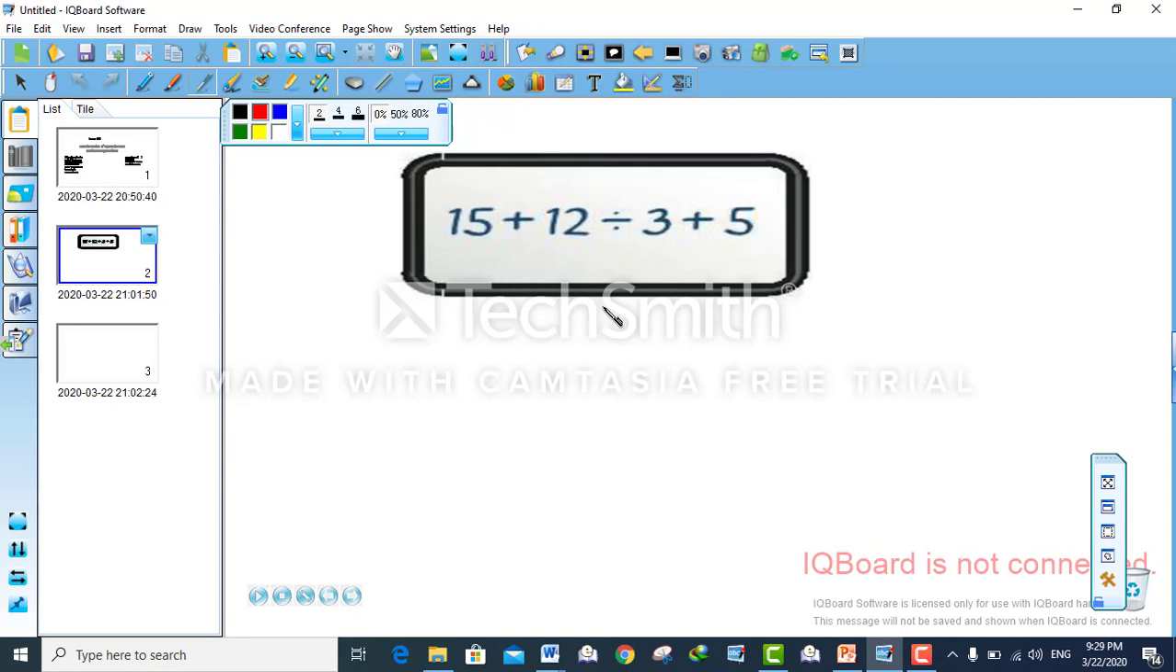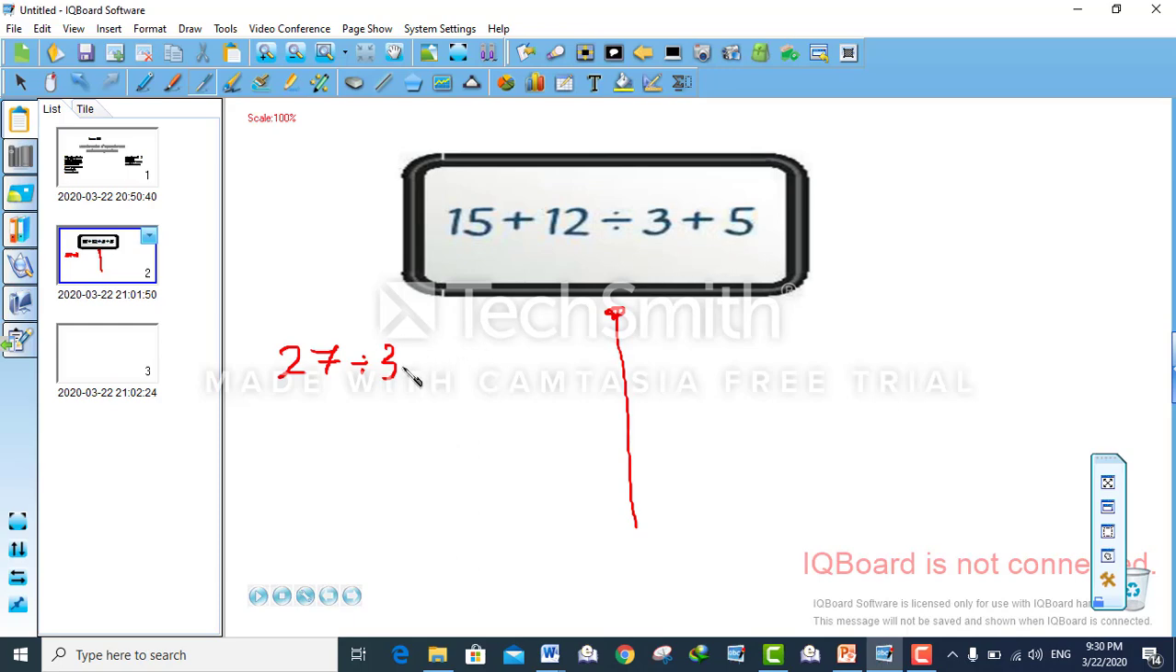Actually, if a student doesn't know the order of operations, maybe some students will solve it like this: 15 plus 12 he can start with, then do the division, then finally adding. So for example, if I do 15 plus 12, this will give me 27, then divided by 3, then plus 5. Then 27 divided by 3 is 9, plus 5 is what? 14. And this is the wrong answer.